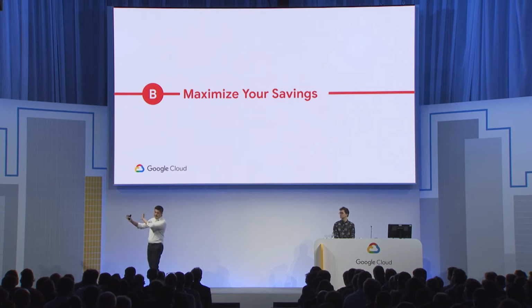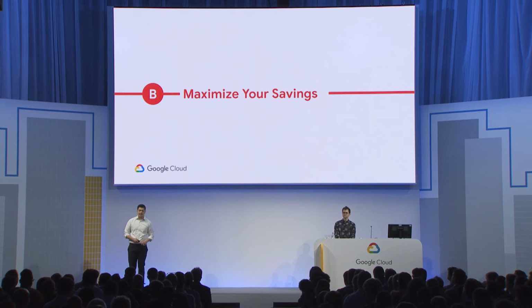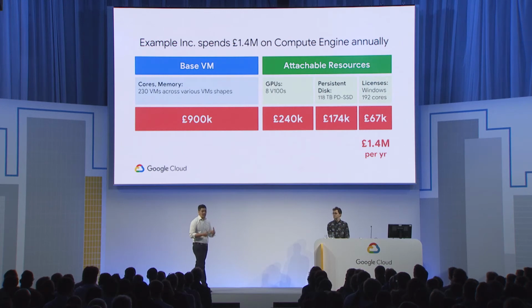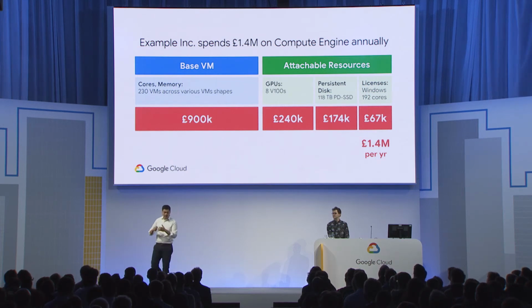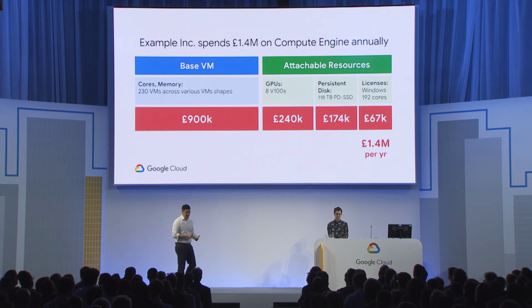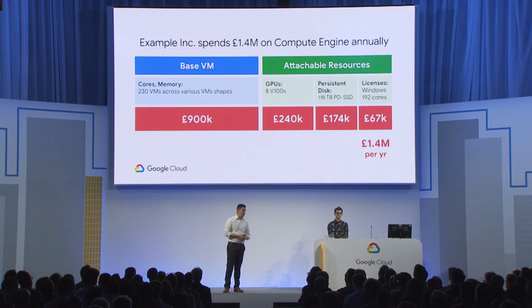And so next, now that we've talked about how you can understand your costs, let's get into maximizing your savings. Again, this is predicated on that initial slide where I showed the base VM and the attachable resources onto it. And so we're going to start with a real-world example, and this is Example Inc., but I assure you they're based on a very real customer. In Example Inc., they spent about $900K on their base VM, and they had attachable resources, some GPUs, some PD there, and then a handful of Windows licensing.